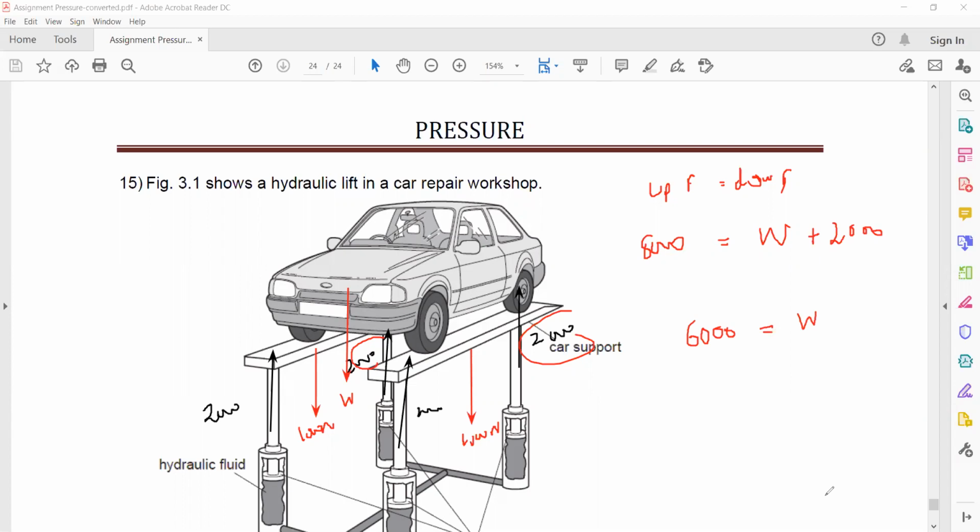But in the question, they asked for mass. Divide by 10 to get the mass of the car, so you will get 600 kg. So the mass of this car is 600 kilogram.